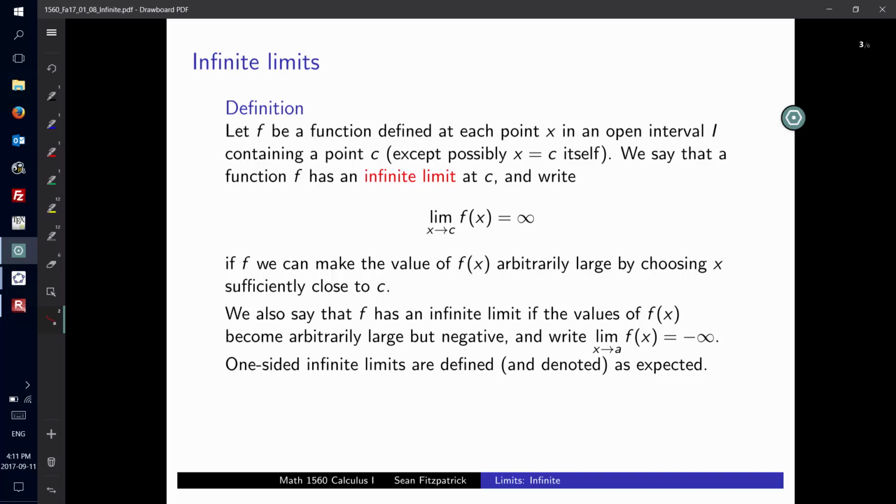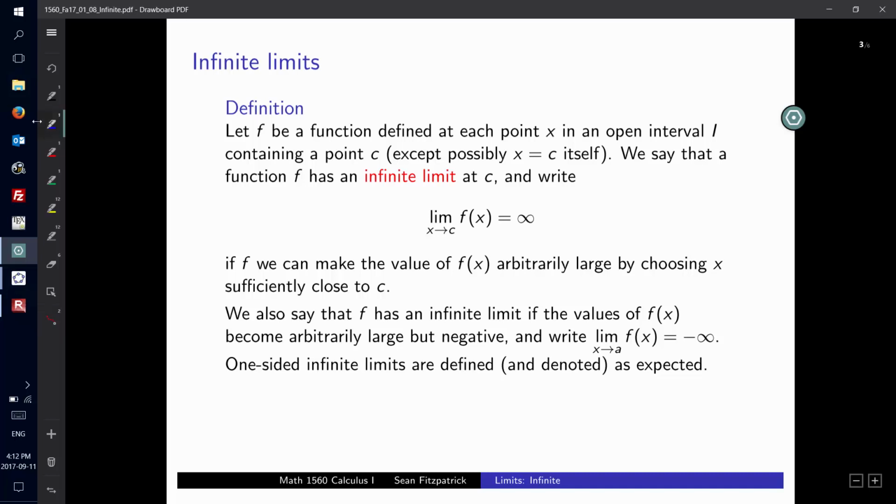So as we get closer and closer to c, think of c as telling you where there is some sort of vertical asymptote. As we get closer to that vertical asymptote, the y values get larger and larger and larger, right? And of course you can consider large positive values but also large negative values, so we might talk about a limit being infinity, but we might also talk about a limit being minus infinity, and both definitions are done the same. And you can also talk about one-sided infinite limits, right?